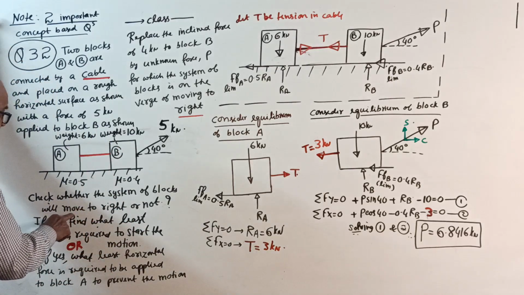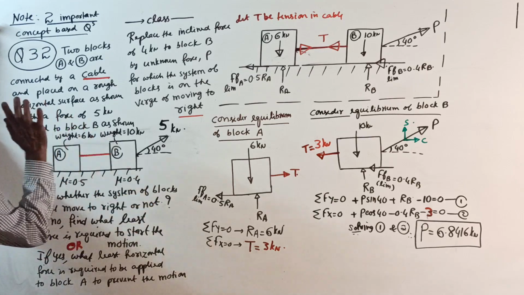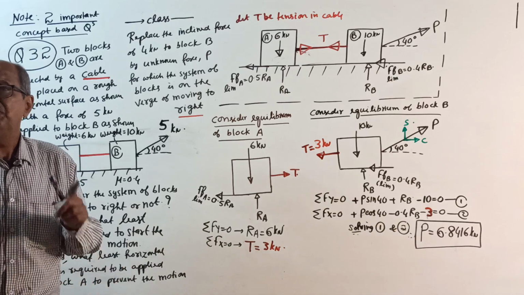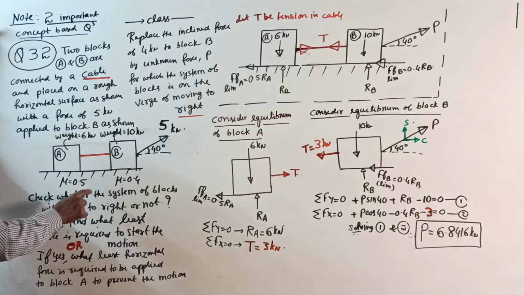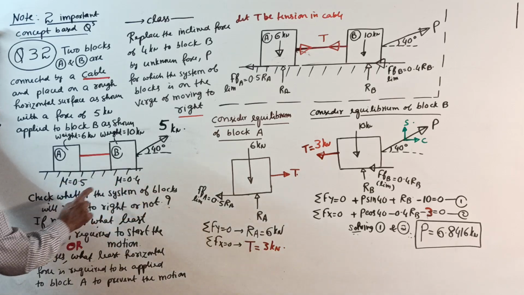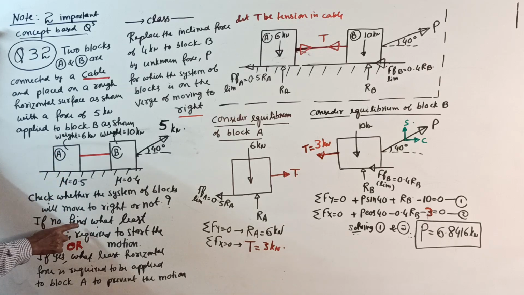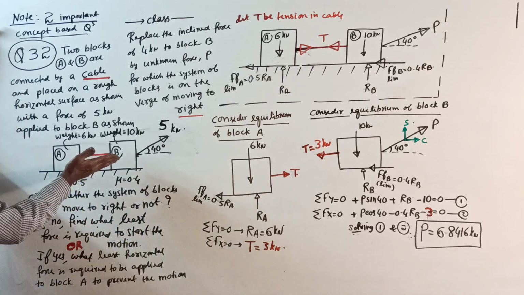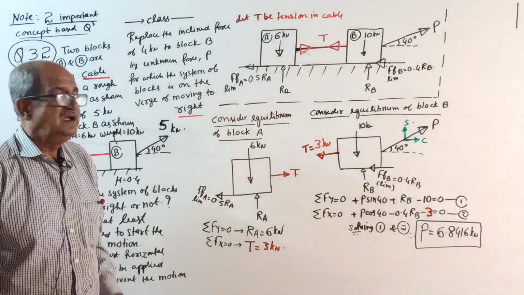Then, second, see, this is one part. Second part is, see, answer can be what? Check whether the system of block will move to right or not. Answer can be either no or yes. We don't know. So I am first giving if no. No means will not move to right. So if no, see for this question, whether the system of blocks will move to right or not when you apply this force, if the answer is no, then find what least force is required to start the motion. What least force required means understood. Instead of 5, how much is the least force required to start the motion?